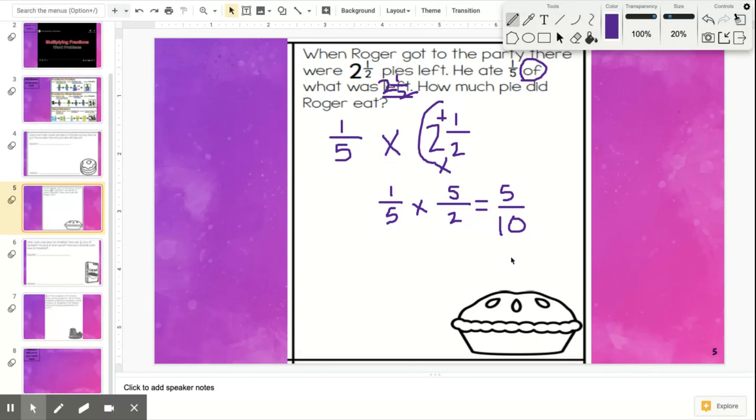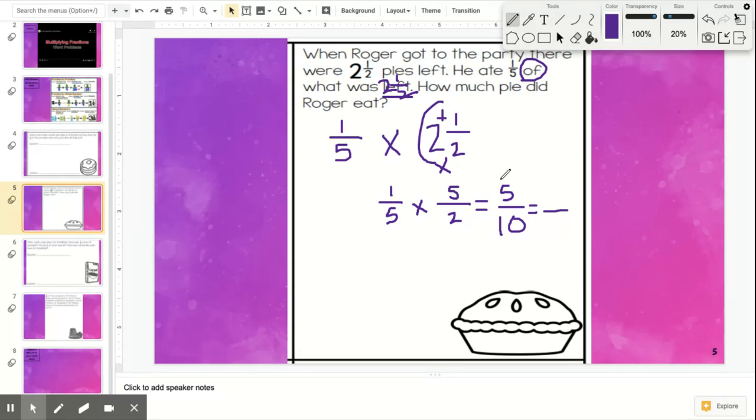This fraction needs to be simplified. You would not leave your answer like this. So you need to think of a factor they have in common. I always start with 2. Okay, well, 2 is not a factor of 5. I can't multiply 2 by anything to get 5, so I can't do that.